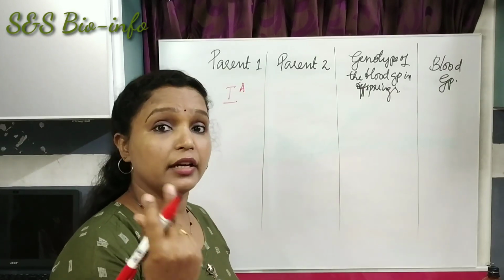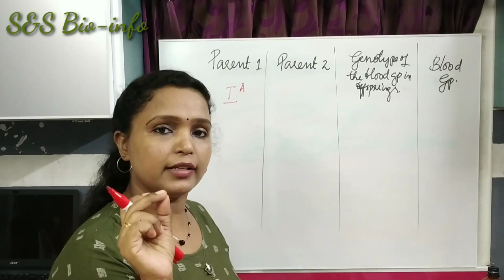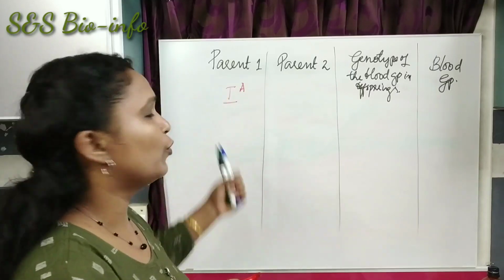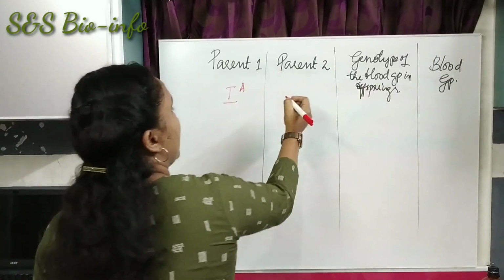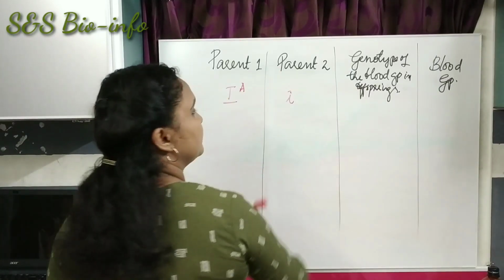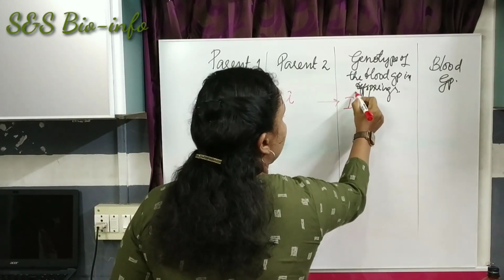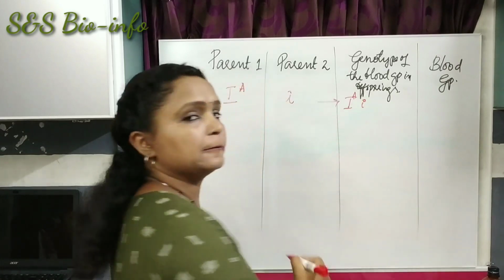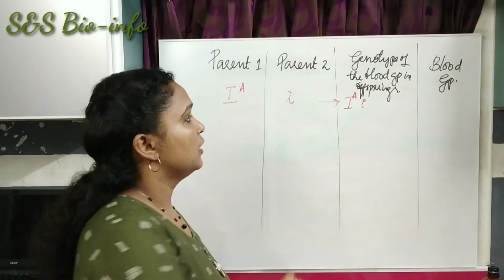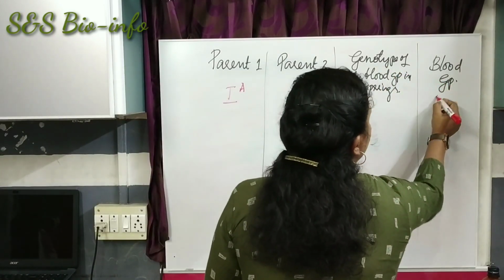First, if parent 1 contributes one dominant allele, IA (I have told you that IA and IB are two dominant alleles, and small i is the recessive allele), and parent 2 contributes small i, the genotype in the offspring will be IA and small i. That means the blood group in the child will be A.